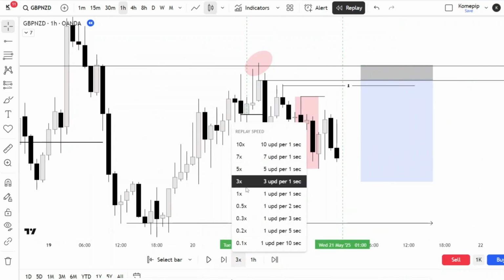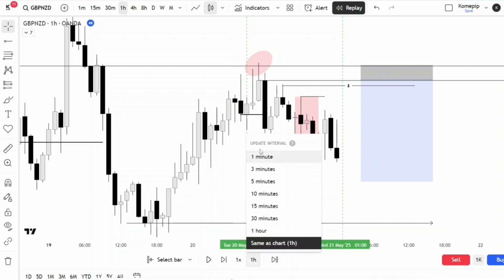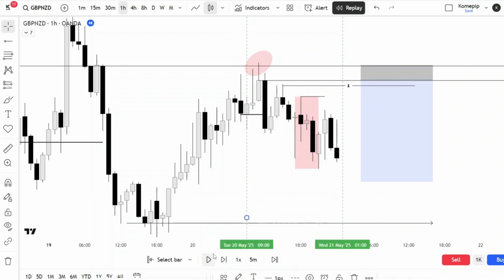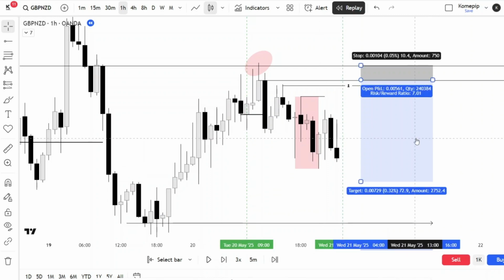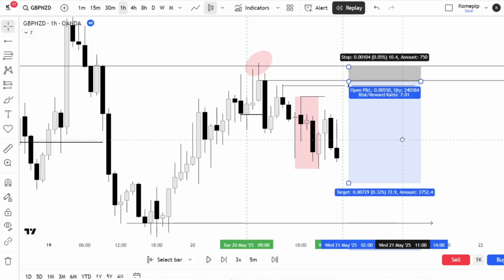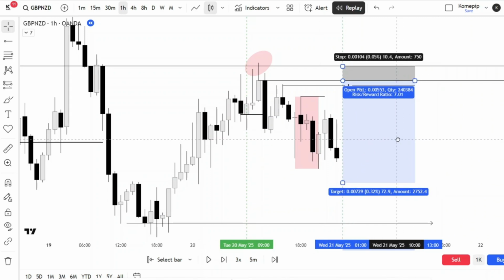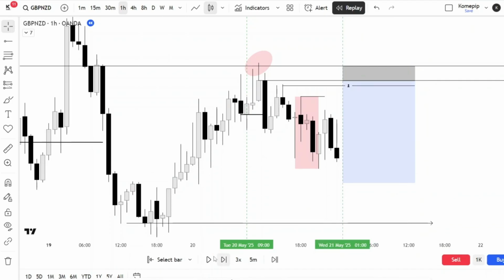So while we play price, let me reduce this so that we can enjoy the bar replay. While it's being played, I want you to watch exactly how this thing is playing out. Remember, by this time the London session is not open. London session will be opening somewhere right there. So let's play this price. So let's push, because that's where London session will be opening. Let's see exactly how it works.